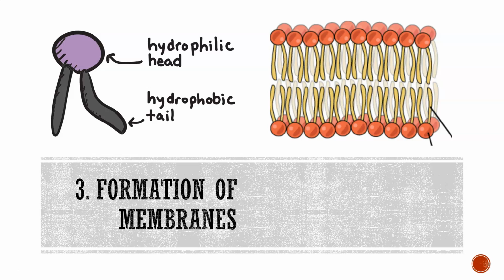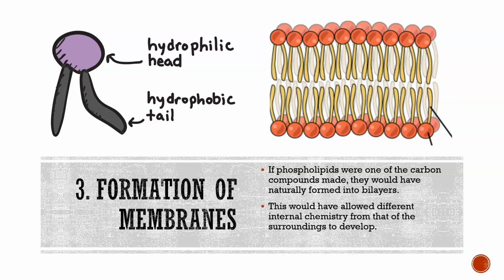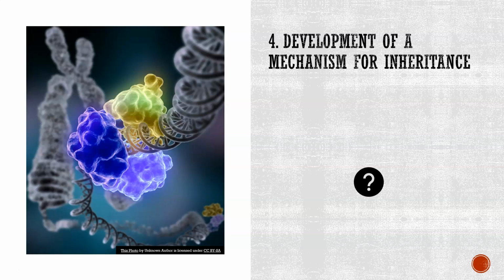Alrighty, so we've got all these compounds and these polymers being formed, but next up we need to be able to enclose things, so the formation of the phospholipid membranes had to occur. Okay, and the phospholipids, they're one of the carbon compounds, but they've got to form into these bilayers, and this would have to then allow for the chemistry in the cell to be different to that out of the cell.